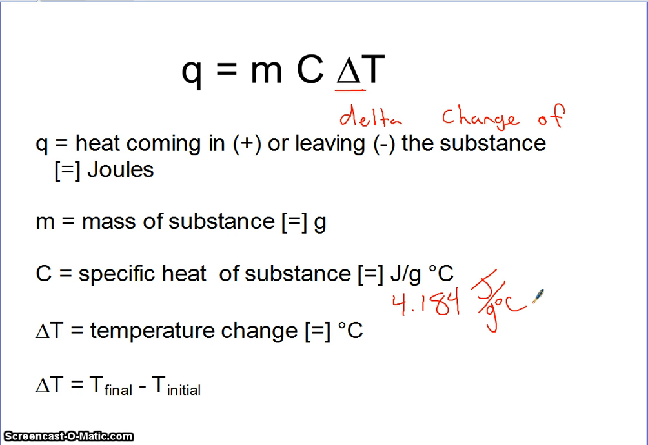Then delta T, temperature change, again measured in degrees Celsius. Technically, you really should measure temperatures in Kelvin, but since we're looking at differences in temperatures, it doesn't matter. And then delta T is defined as the final temperature minus the initial temperature. Actually, a delta anything is always the final of that subtract the initial of that.